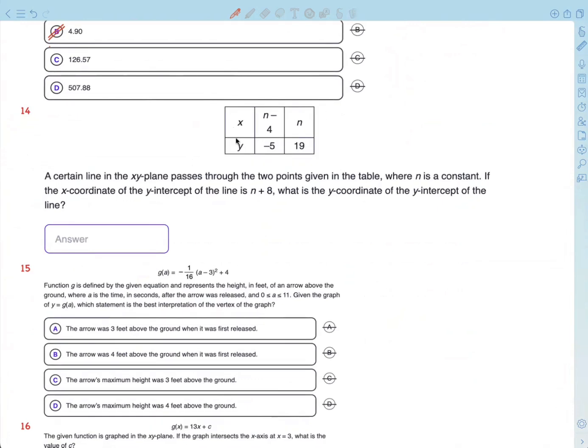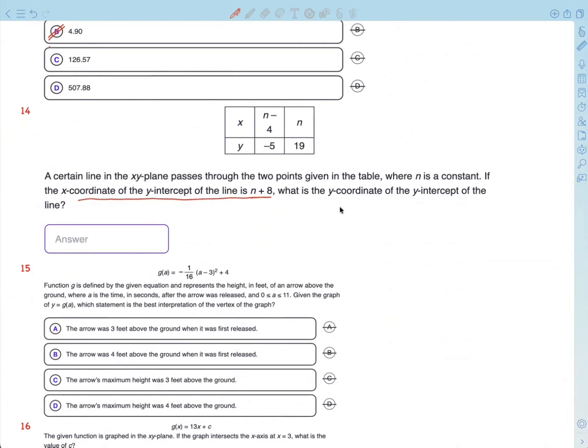We have x and y. For x, we have n minus 4 and n. For y, negative 5 and 19. A certain line in the xy plane passes through the two points given in the table, where n is a constant. If the x-coordinate of the y-intercept of the line is n plus 8, this is very important information. I will check it with you again.